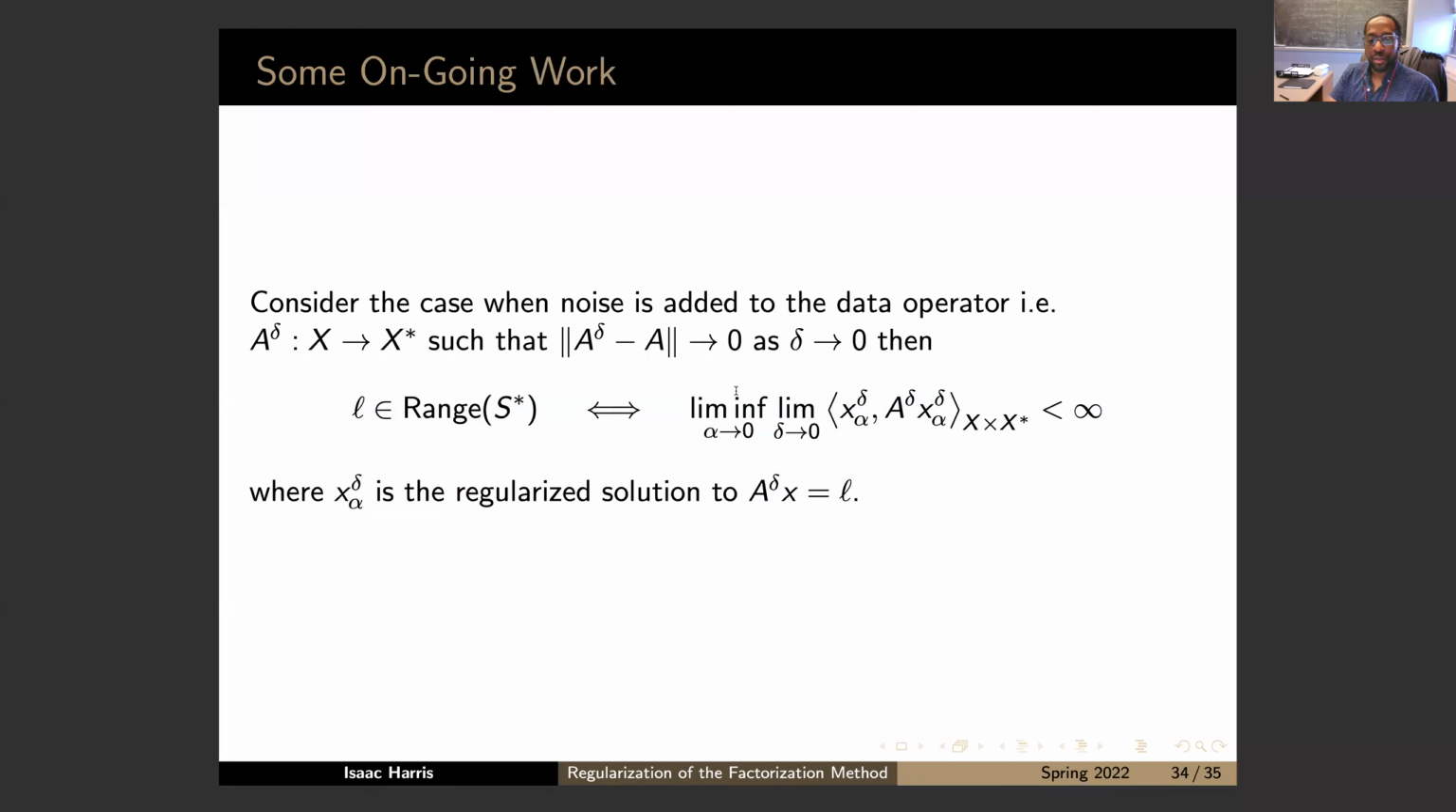So now you have to take a double limit: let delta go to 0 first, then let alpha go to 0. And then you should recover the same exact result, where this x alpha delta is the regularized solution to this problem here. It is important that you take the delta limit first and then the alpha limit. But I think I know how to do this, and that's something I'm looking at, trying to finish up.